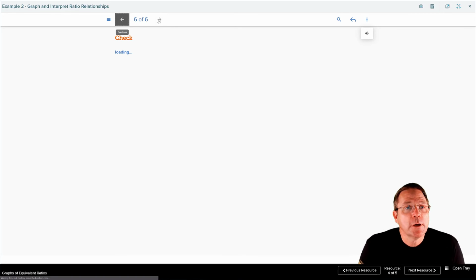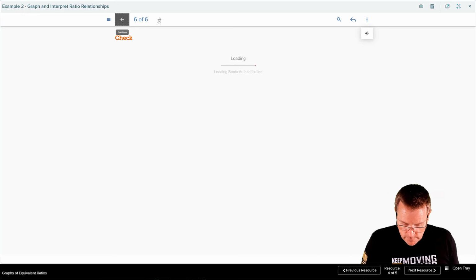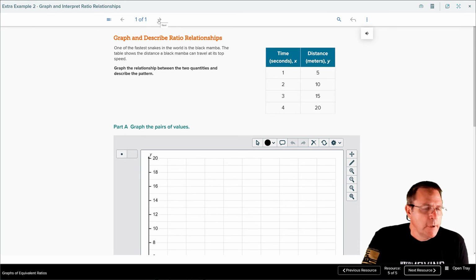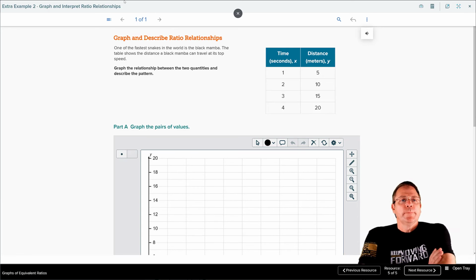And let's see if our check is going to work this time. It's trying to load. We'll pause it for a moment. Unfortunately, that check did not work for me, so we're going to keep moving from here.